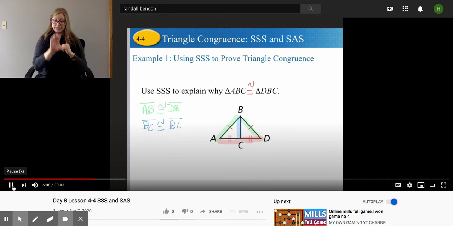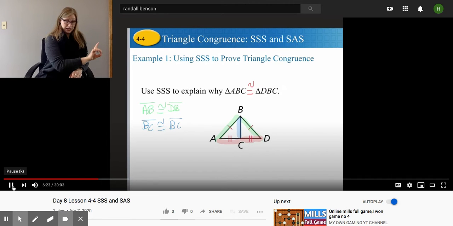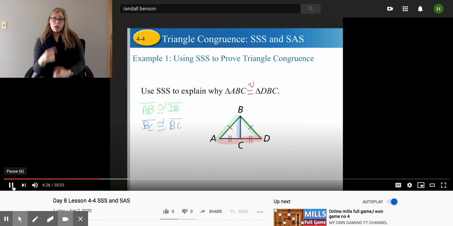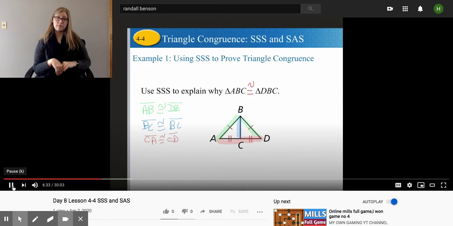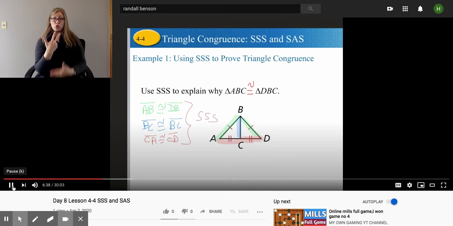And then the last one, we're going to continue in the same order. So it's going to be CA and then CD. So remember, order is important. So we get AB, BC, and then it's CA. DB, BC, and then CD. So the last one is in red. So I'm going to say CA is congruent to CD. And there we've shown all three sides are congruent. So by side, triangle ABC is congruent to triangle DBC.